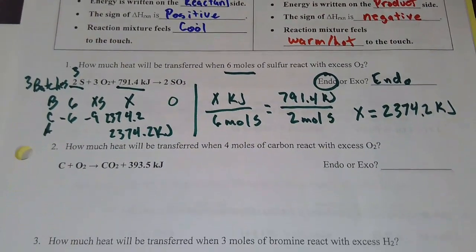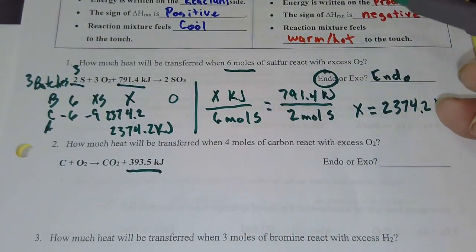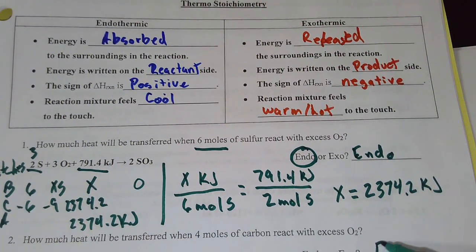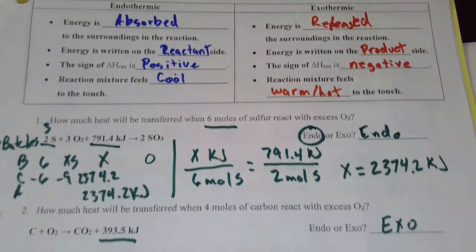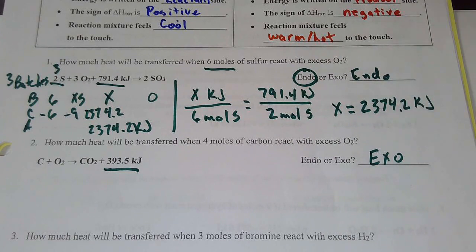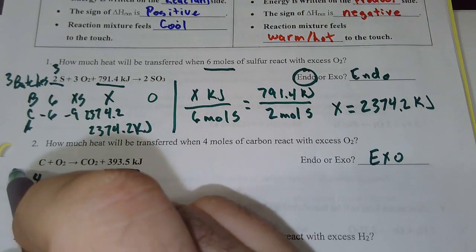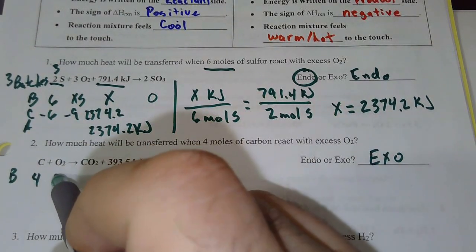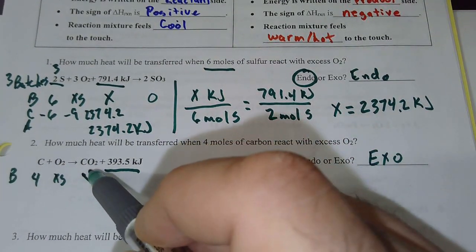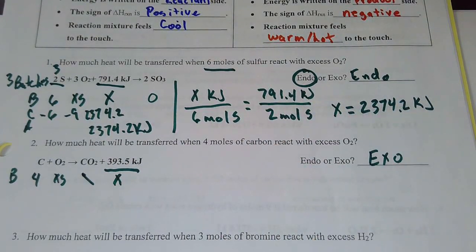Okay. Example number 2. The energy is on the product side. So when we look up here at the top, energy on the product side means that this is an exothermic reaction. Okay. I'm going to do both versions again so you can see it however you want. So 4 moles of carbon react with excess oxygen. This one here, we're not even going to worry about. And we're going to use this right here. This is our X. This is what we're looking for.